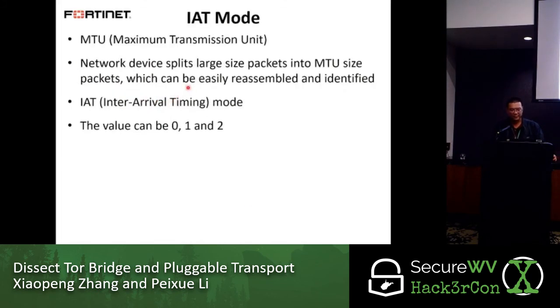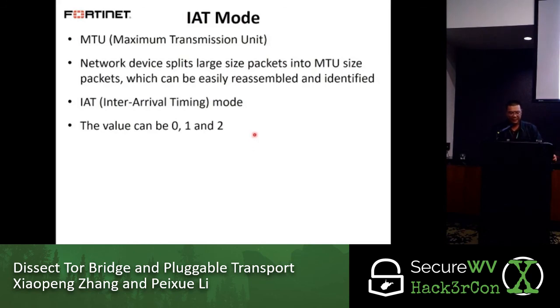Okay, IAT mode. As we know, MTU is short for maximum transmission unit. It's the largest packet or frame size that can be sent to transmit data. The network drivers split large packets into MTU size packets, which can be easily recognized and identified by censors. This is why the OBFS4 bridge introduced IAT mode against it.